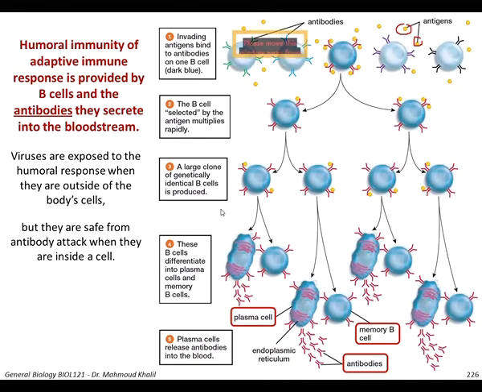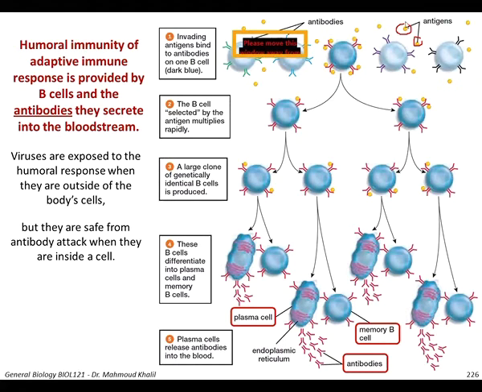You need to understand as well that viruses are exposed to the humoral response when they are outside the body cells. So once the virus is outside our own body cells, they can be attacked by the antibodies because they are recognized by the B cells. But viruses turn out to be safe from antibody attack when they are inside cells. So what does the body do in that case? That's why every immune barrier, the innate and the adaptive, has to have both the humoral and the cell-mediated arms.